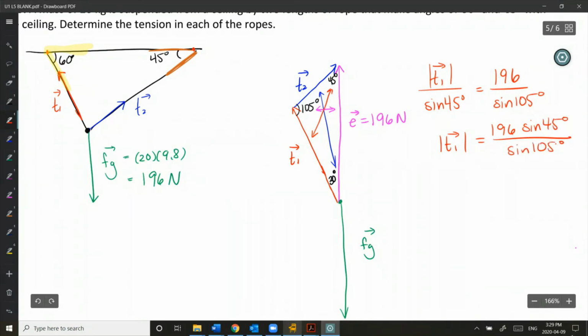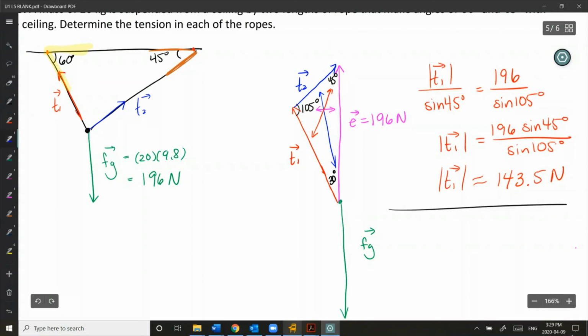Okay, so entering this into our calculator, you should get about 143.48. So let's round this to 143.5 newtons.